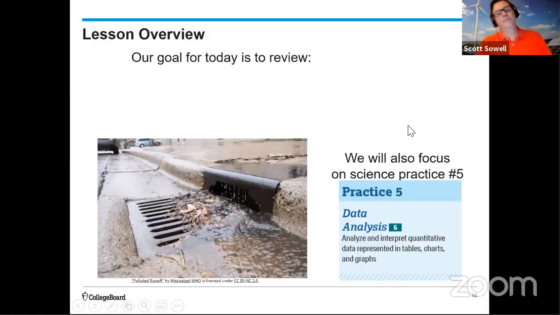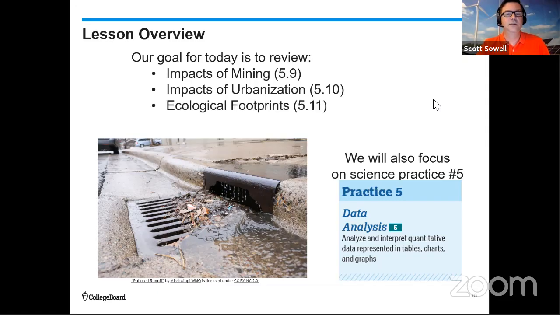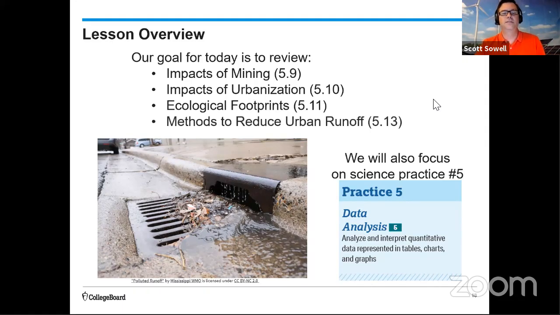All right, so let's jump into some new stuff. So we're going to wrap up Unit 5 today. We're going to start looking at mining, the impacts of mining, the impacts of urbanization. We're going to look at the concept of an ecological footprint. And finally, we'll look at some solutions and methods to reduce urban runoff. Now, just for the purposes of how I've organized this, I'm not going to go in this exact order.